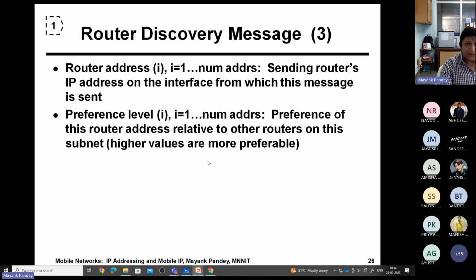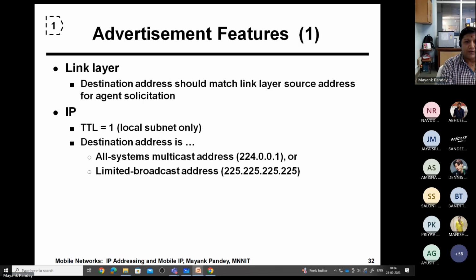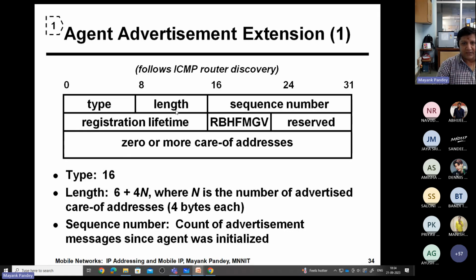So what mobile IP has done is extend this router advertisement process, and this is known as the mobility agent advertisement extension. And what is there in this? This is the extension where type is 16, length is 6, a fixed length, and the number of care-of addresses which are going to be advertised. Sequence number is necessary for knowing how many times this has been done, the count of advertisement messages since the agent was initialized. What is the lifetime of this agent advertisement?